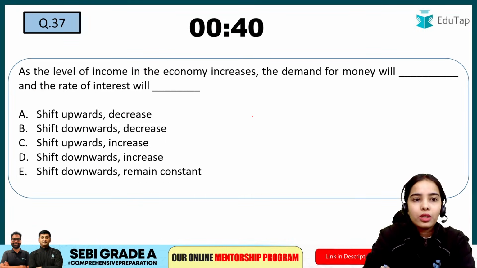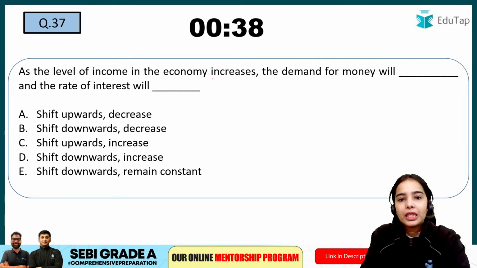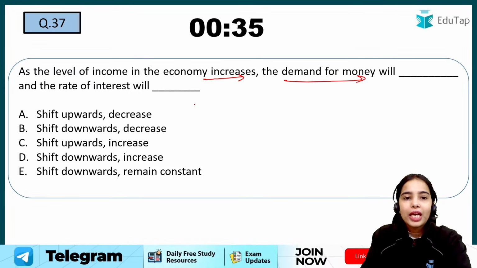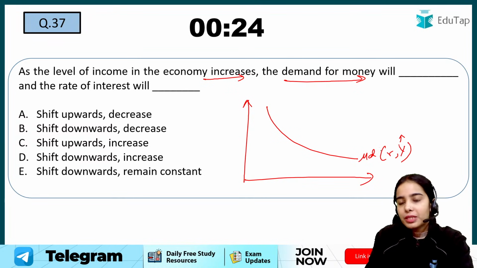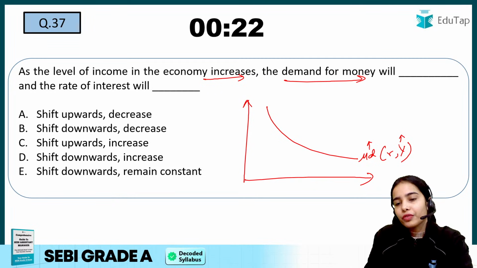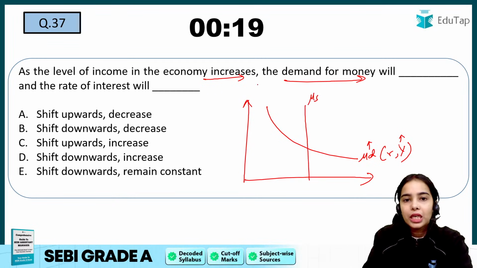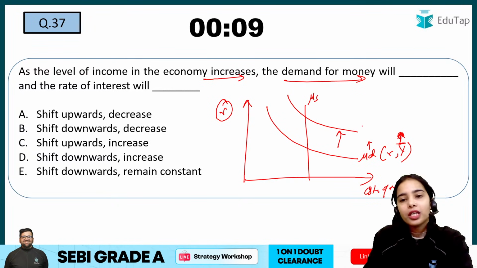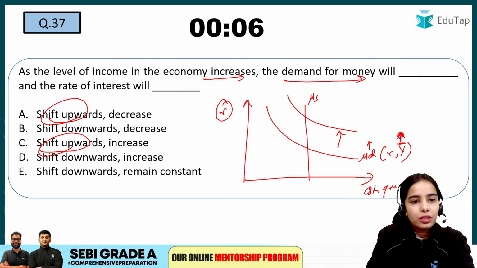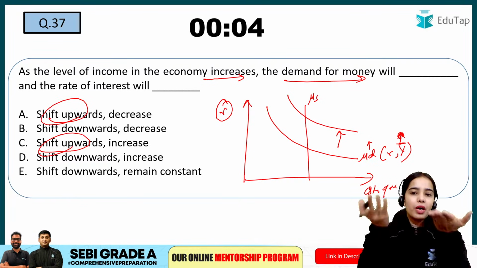Now, coming to the next question, as the level of income in the economy increases, the demand for money will dash and the rate of interest will dash. So shift we are talking about. So basically, we are talking about demand for money. That depends upon rate of interest and level of income. If the level of income is increasing, demand for money will increase because of the transaction motive. This is money supply. Now, if the level of income is increasing, here we have interest rate, quantity of money. If the level of income is increasing, the demand for money will shift upwards. We will demand more money. If the level of income is increasing, the demand for money will increase.